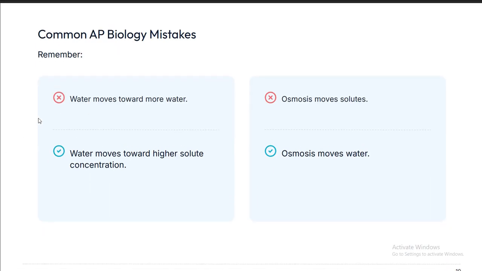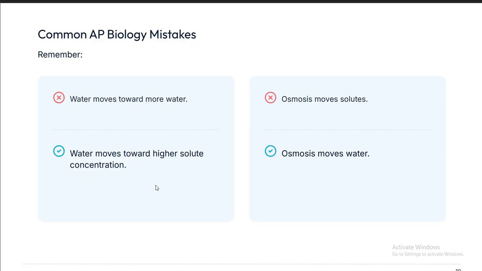And we have common AP Biology mistakes. Maybe where was this when I was studying for the AP exam? You know, I made so many mistakes. I wanted that letter so bad. It's okay.